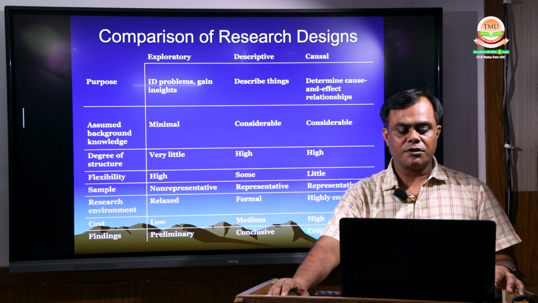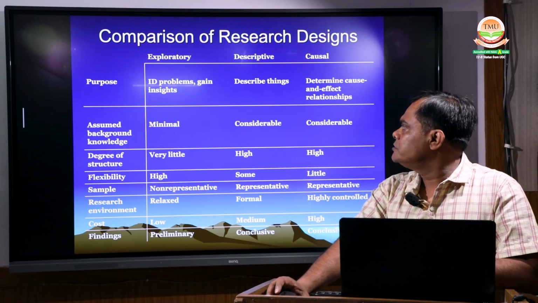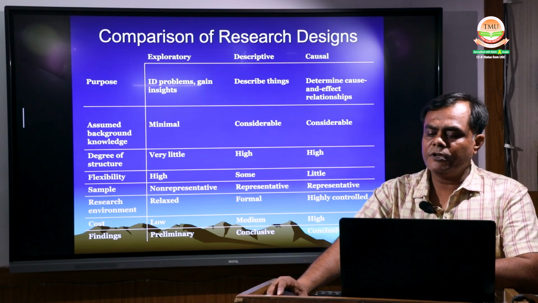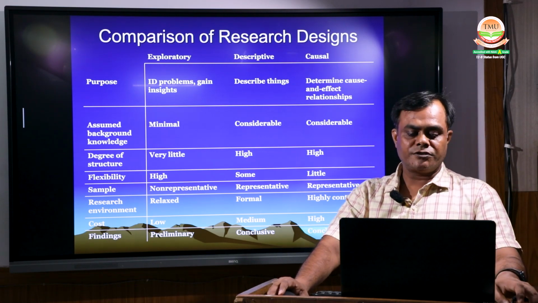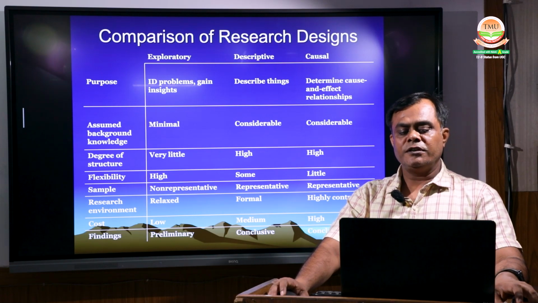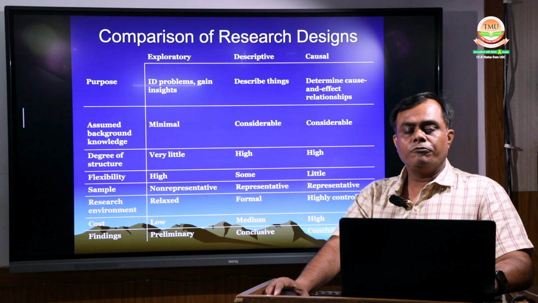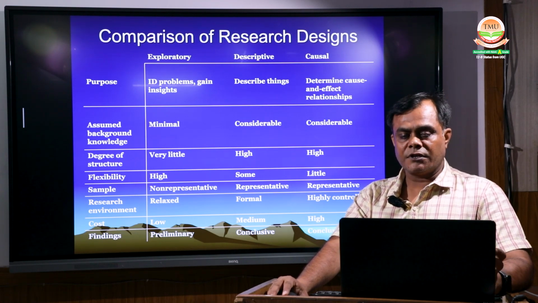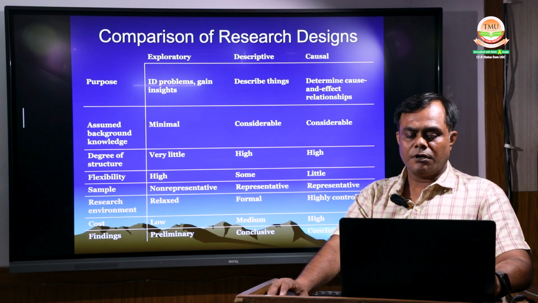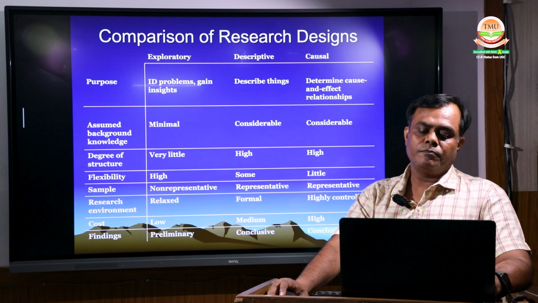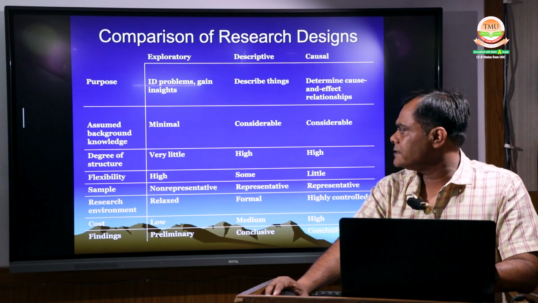On the basis of assumption or background knowledge, exploratory is minimum, descriptive is considerable, and causal is also considerable. On the basis of the degree of structure, exploratory has very little structure, while descriptive is highly structured. So when we need a very high degree of structure in our research design, we use descriptive or causal research design, but we do not use exploratory research design because it is a very less structured design.